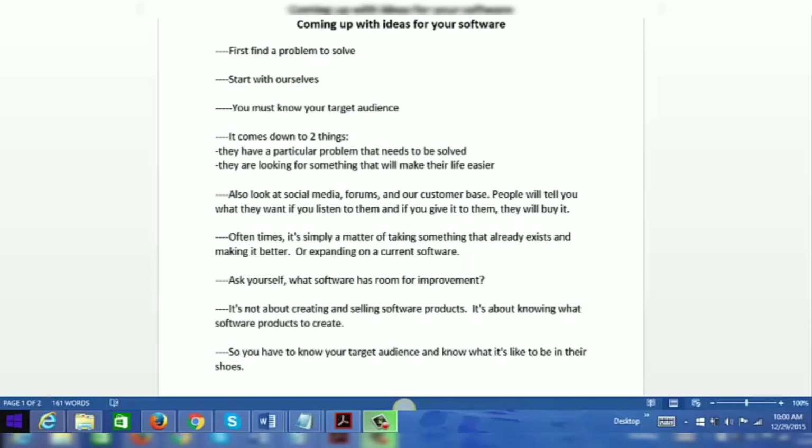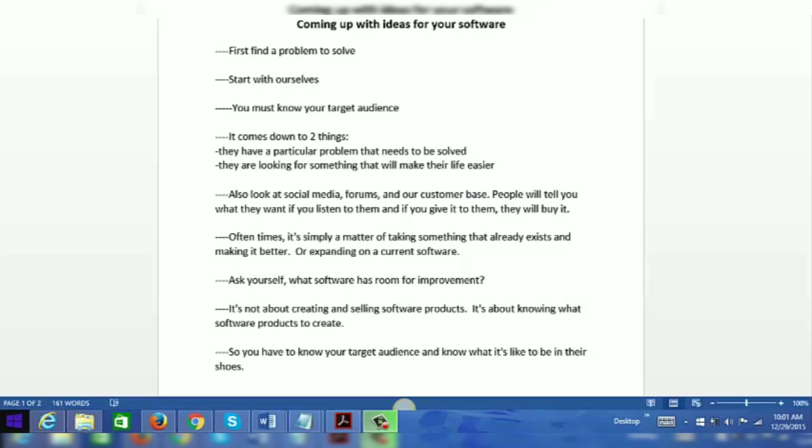Coming up with ideas for your software. So before you create a software product, you need to know what it's going to bring to the table. You need to know what problems it's going to solve, because that's what software tools do, is that they solve problems or potential problems.